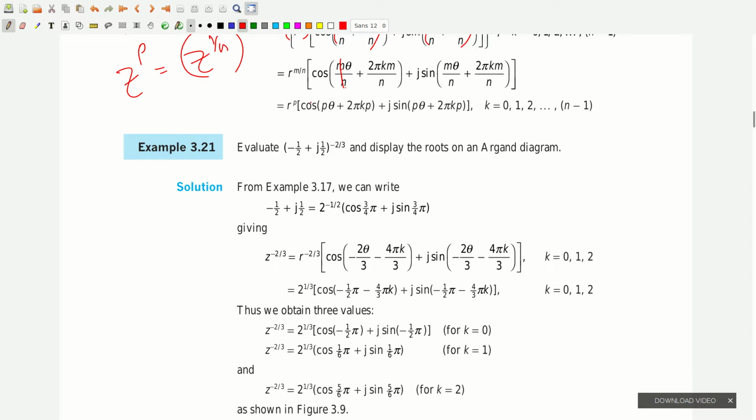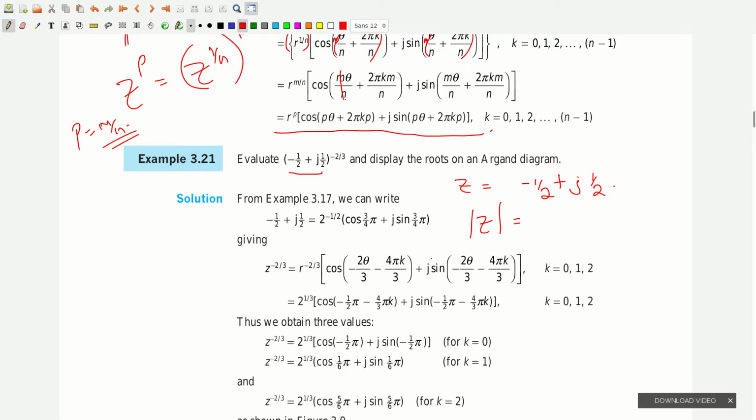So it just follows that even if we have a rational power p, which is m over n, it is exactly the same thing. For instance, if we want to compute this raised to the power negative 2 over 3, we are going to do exactly the same thing. We say that our z is negative 1/2 plus j 1/2. Then we find the modulus. It's not found here, maybe it was computed already. Have we computed the modulus before?